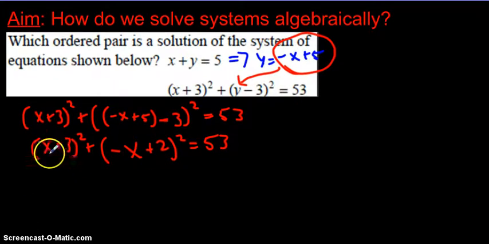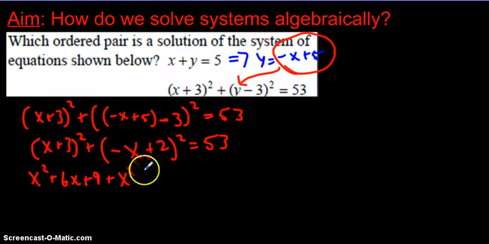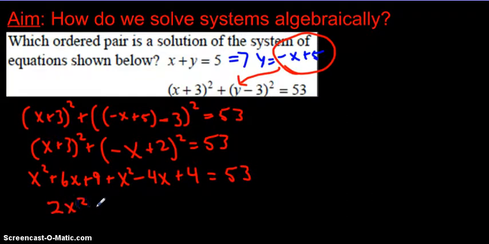Expanding this will give us x plus 3 times x plus 3, which becomes x squared plus 6x plus 9. Not going to go into that now. This will give us x squared minus 4x plus 4 equals 53. We'll get 2x squared plus 2x plus 13 is equal to 53.